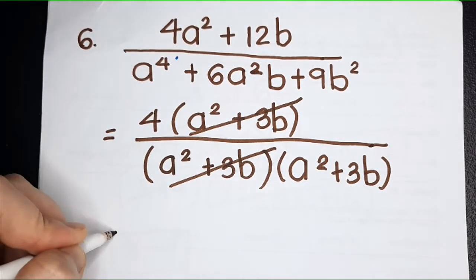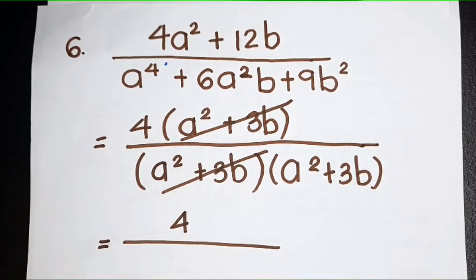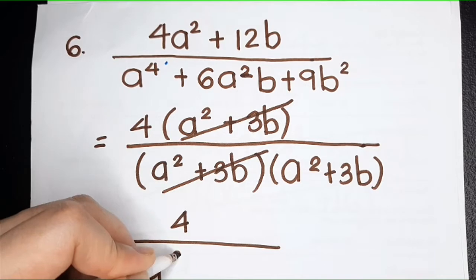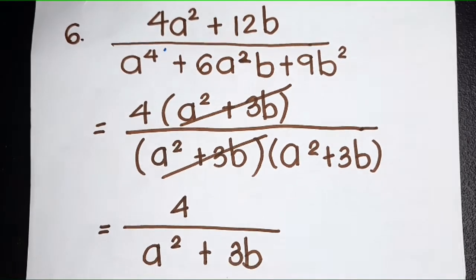So, your final answer is 4 over a squared plus 3b. Diba? So, wala tayong ginagawa dito kundi mag-factor lang. Okay? We factor the numerator. We also factor the denominator. And then we cancel out the common factors. So, ganun lang mag-simplify ng rational expression. Okay? Dapat magaling kayo sa factoring.